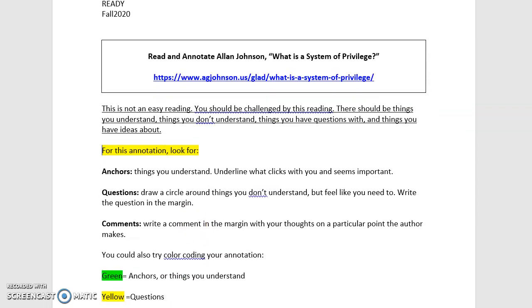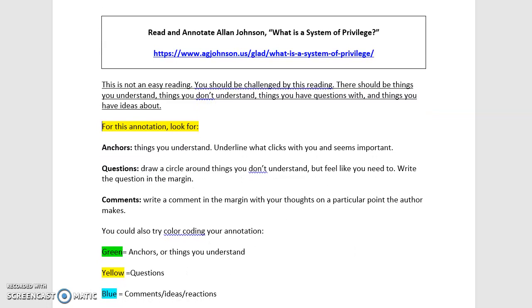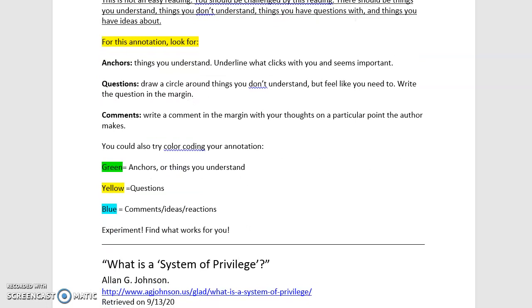We're going to start by approaching the annotation with three things that you're looking for. One is anchors. That's stuff that you understand. The next is questions, and that's stuff that you don't understand but maybe feel like you need to. There may be stuff that you don't understand and you're like, I don't know that I really need to know that. But then there's other stuff where you really need to know this to understand the reading. And then there's comments, and you should always be reacting and making comments on what you're reading. You could do this by underlining, or if you want to give it a try, you could try color coding your annotation by using different kinds of highlighting.